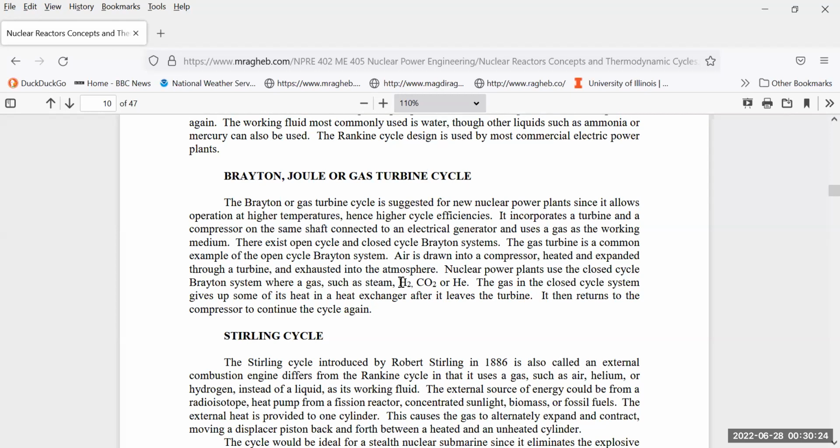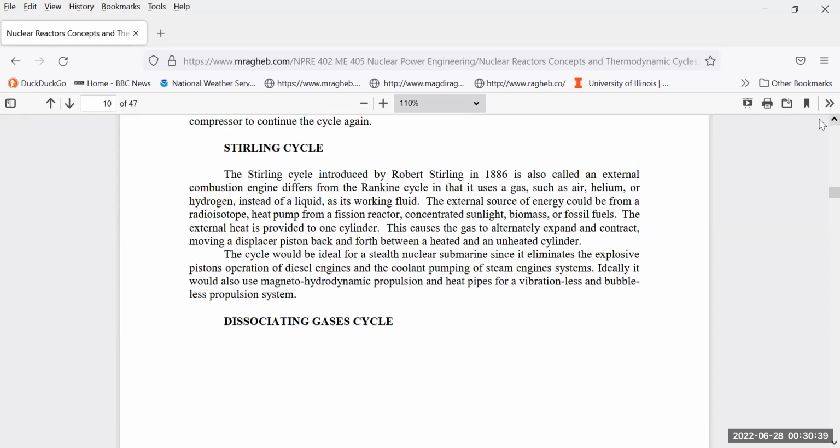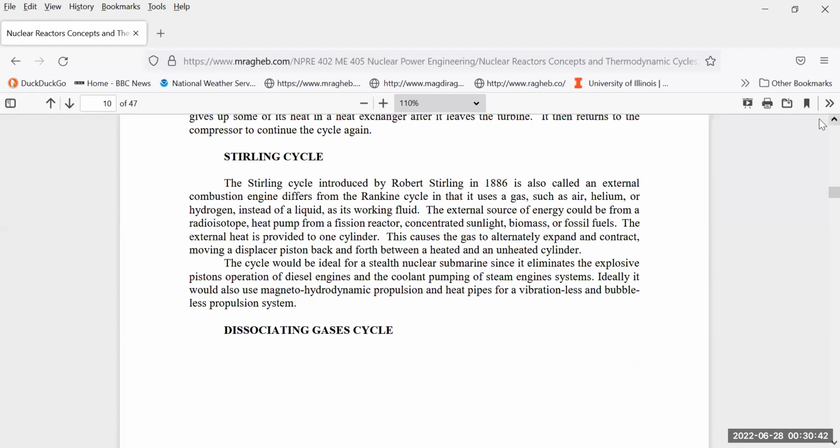Gases that are candidates are CO2 or helium, and you can also use steam, in fact, or you can use hydrogen, but it is explosive. Some suggestions have been made about another cycle, especially used in space applications, and that is what's called the Stirling cycle. The Stirling cycle is an external heat engine cycle. So that's in contrast to the internal combustion engine or the ICE cycle.